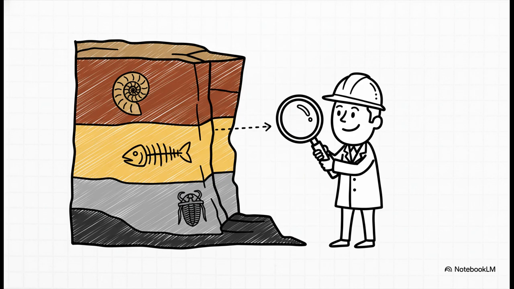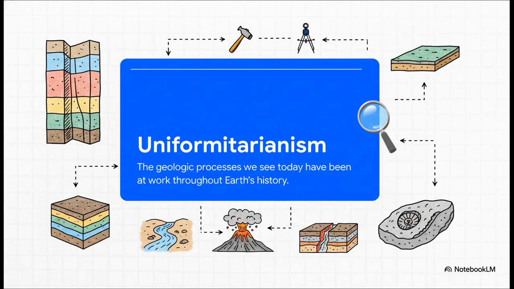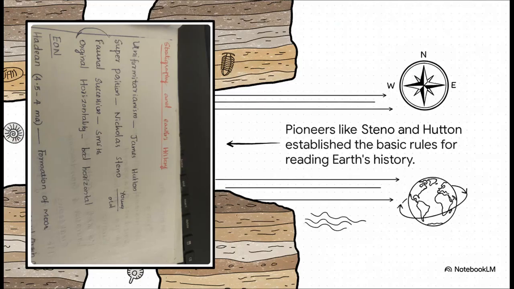And the science of reading these rock layers? It's called stratigraphy. The first rule is actually pretty simple. Older stuff is at the bottom, younger stuff is on top. The next big idea? The same forces shaping our planet today have always been at work. So, pioneers like Steno and Hutton basically gave us the grammar for reading Earth's deep history.